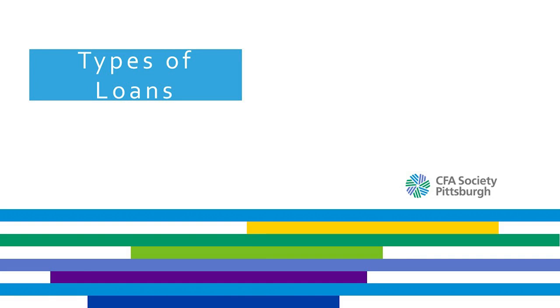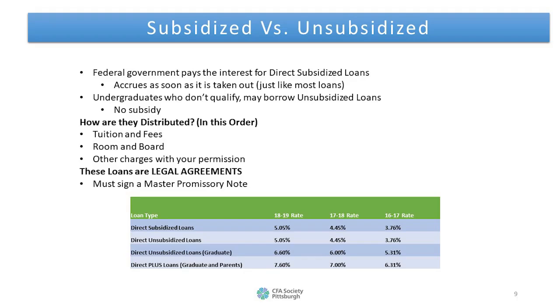Now let's move on to the different types of loans. First, let's talk about subsidized versus unsubsidized loans. Subsidized loans are typically federal government loans in which the interest, as it accrues while you're in school, is paid for by the federal government, whereas unsubsidized loans, just like private loans, are not taken care of in the same manner. While the interest accrues while you're in school, you still have to pay for it.